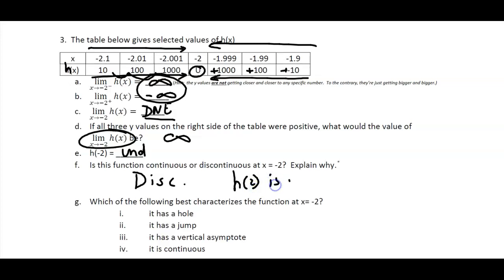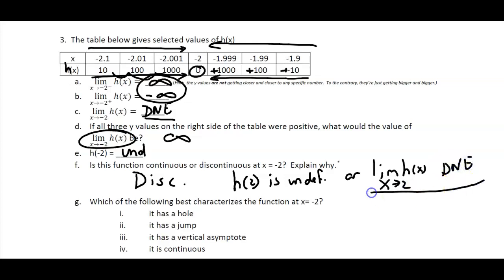h of -2 is undefined or does not exist, or you could just say that the limit of this function as x approaches -2 does not exist, because neither one of them exists. So it doesn't matter. You don't have to say both. You could just say one of them, but the point is there it doesn't exist.